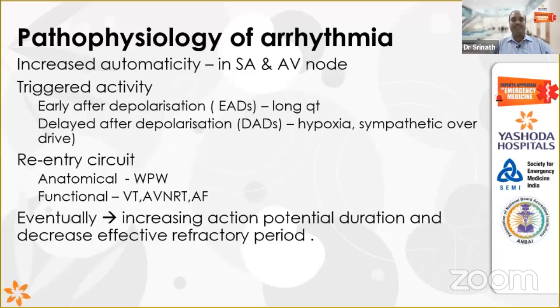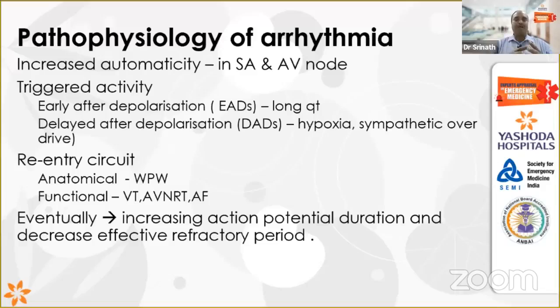The first part I said was automaticity, which is increased. Second is triggers. The last one is the re-entry circuit. That is because of the anatomical pathway. The re-entry circuit is SA node, AV node, bundle of His, Purkinje fibers. Again, it has to go back, and again it has to come down. So whenever there is a problem with this re-entry circuit, you can see that arrhythmias are formed.